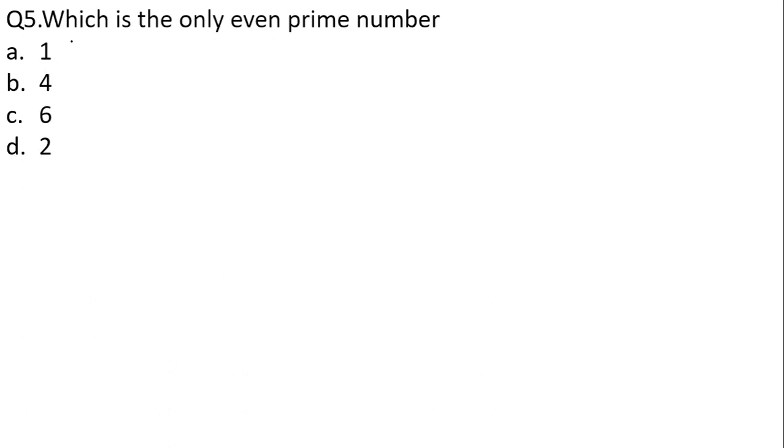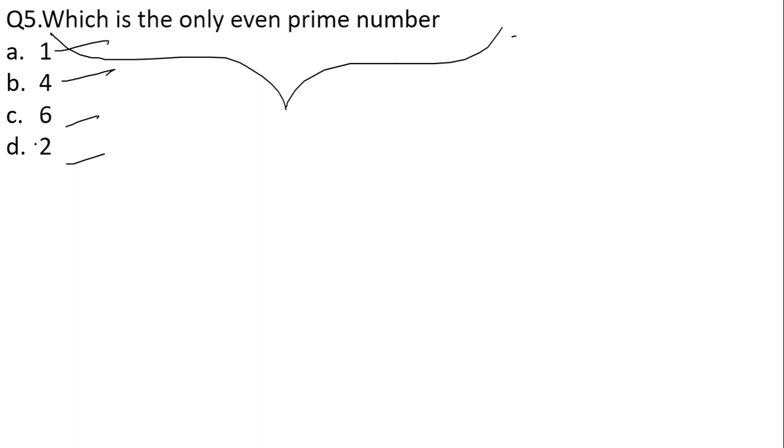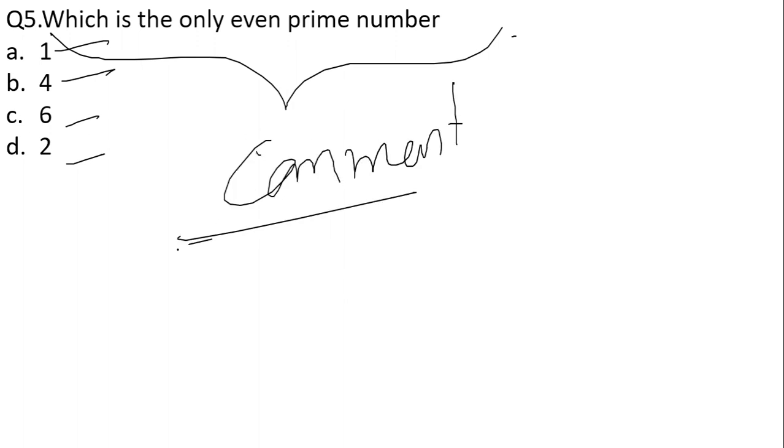So you have to tell me now, which is the only even prime number. Options given are 1, 4, 6 and 2. You have to let me know in the comment section, comment this answer and tell me the correct answer for question number 5, which is the only even prime number among the following: 1, 4, 6 or 2. Okay, so this was the end of today's lecture.